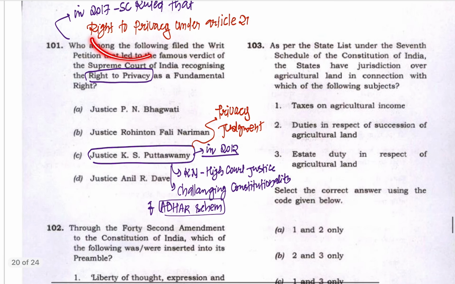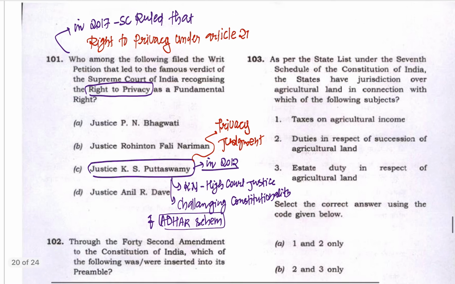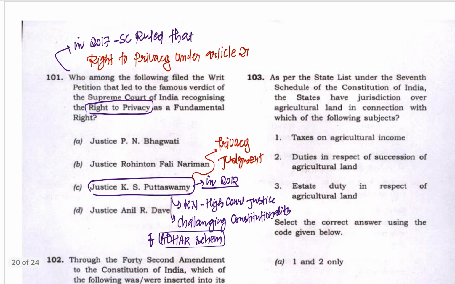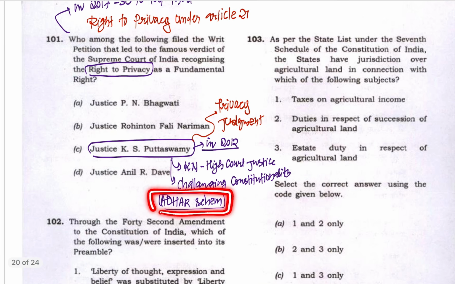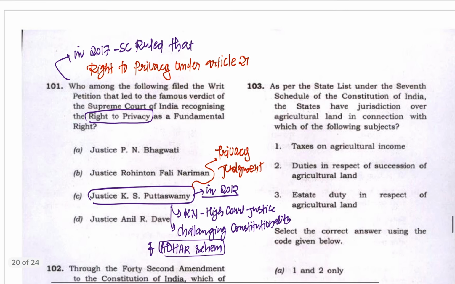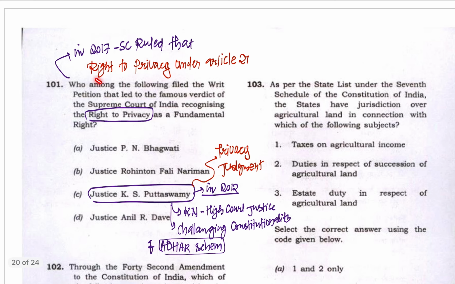Now, the right to privacy case is also called the Justice K.S. Puttaswamy case. Justice K.S. Puttaswamy was a justice in the Karnataka High Court. He launched a writ petition in the Supreme Court against the Aadhaar scheme. The Supreme Court ruled in 2017 that the right to privacy under Article 21 is a fundamental right.